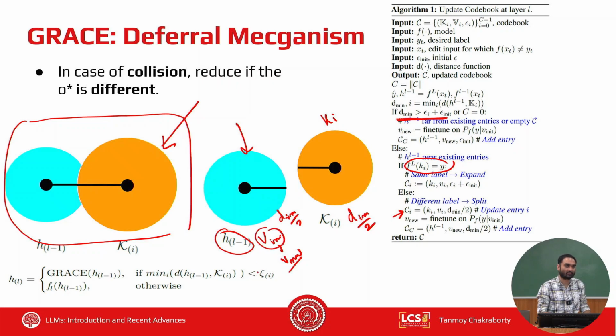And how do you learn this? The same way. You calculate the loss, you backpropagate the loss, and you basically assume these as the parameters of the model, and you take the gradient of them. Okay, so the new entry will be added, the existing entry will be updated, right? Only the radius will be updated. That's all. This is it. So this is Grace. So Grace maintains a code base and the deferral. So these if-else conditions are called deferral mechanisms.